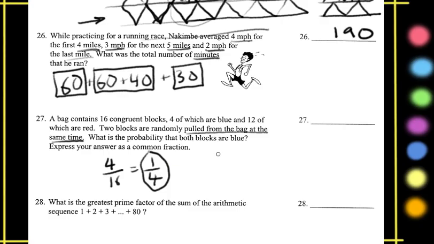And then once the first one's out of there, there's only 15 left, and 3 of them are blue. So the probability that the second one is going to be blue, assuming the first one was, is going to be 3 out of 15. So we need to multiply these two probabilities together, because you have to have both of those happen. So you have to multiply the two.